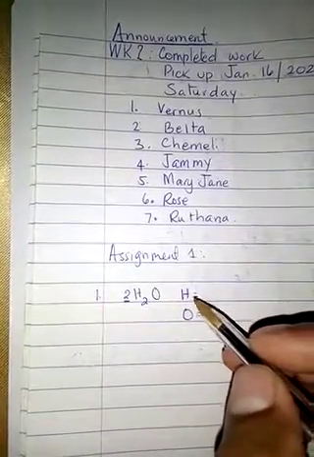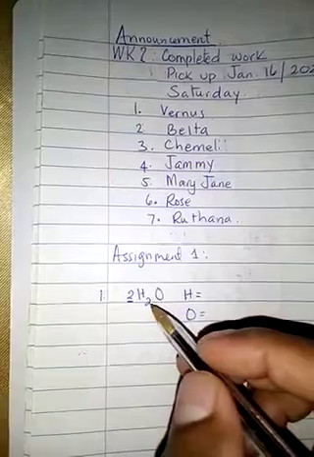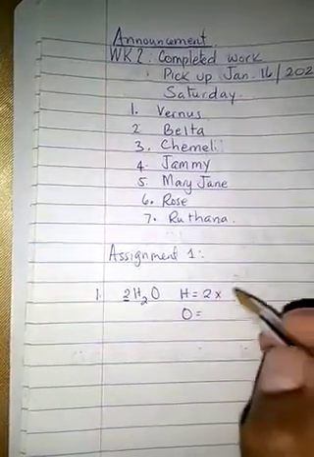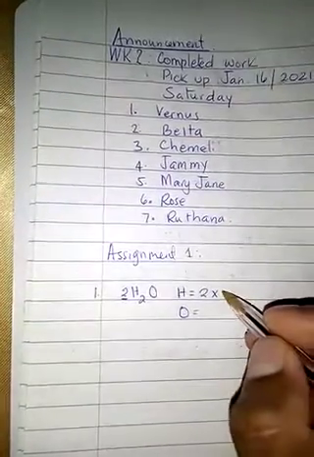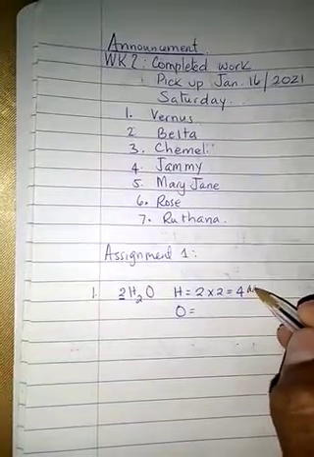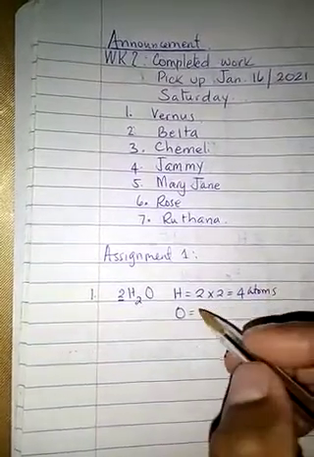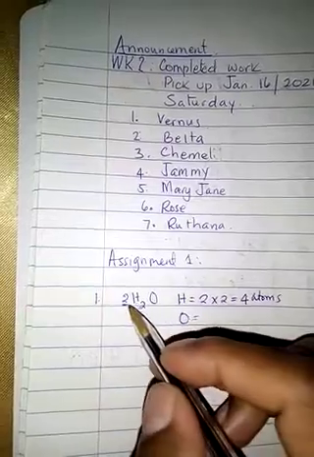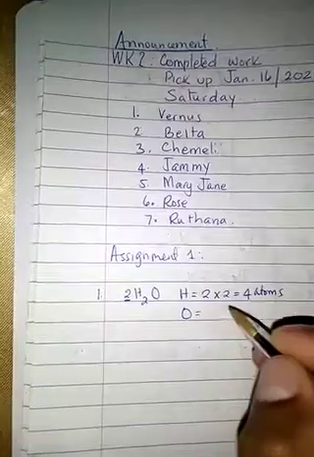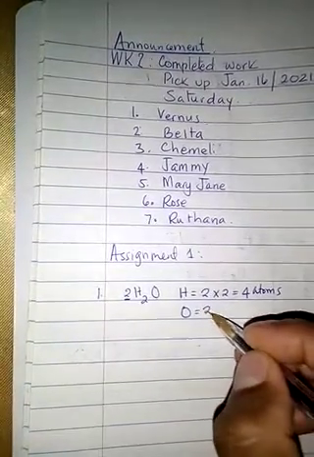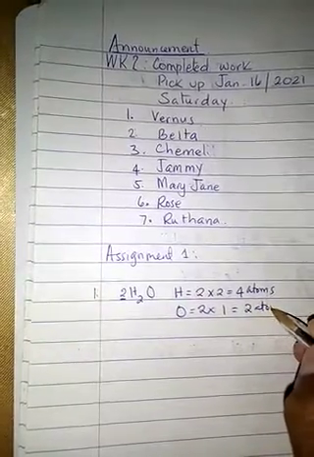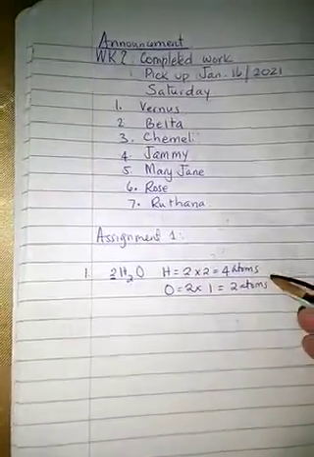Now to find the total number of atoms in this molecule, you would multiply 2 times 2. So 2 times 2 gives you 4 hydrogen atoms. Now to find oxygen, 2 multiplied by 1 oxygen gives you 2 atoms of oxygen.